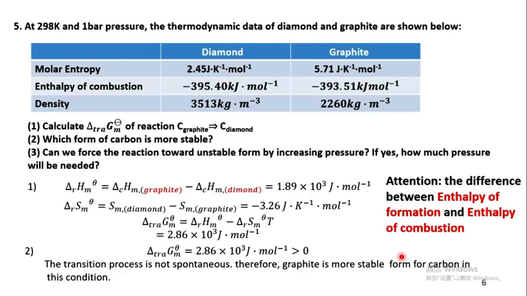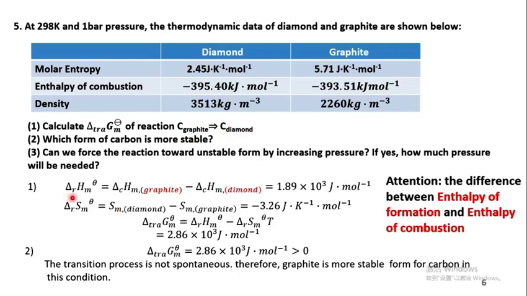Then for the fifth question, this question is a calculation. This is a calculation question in a chemical reaction equation. The first question is to calculate the delta G in this reaction. This reaction is a transformation process of the graphite to the diamond.